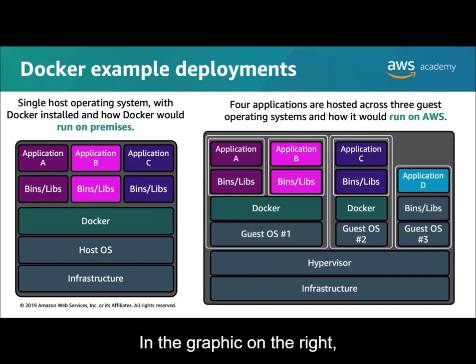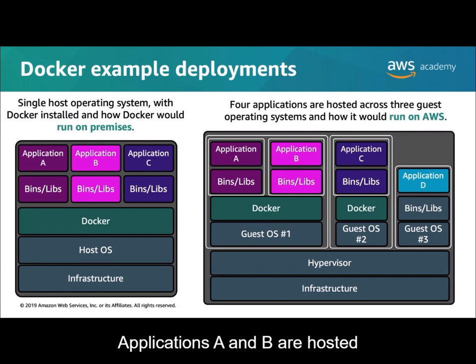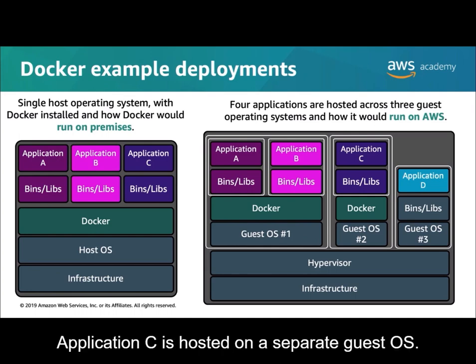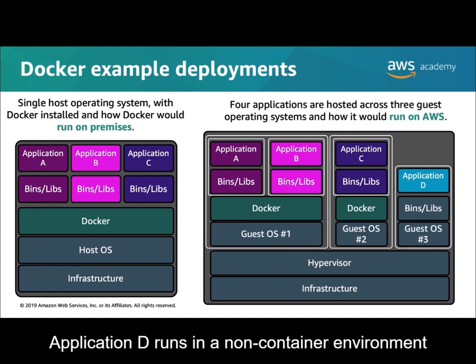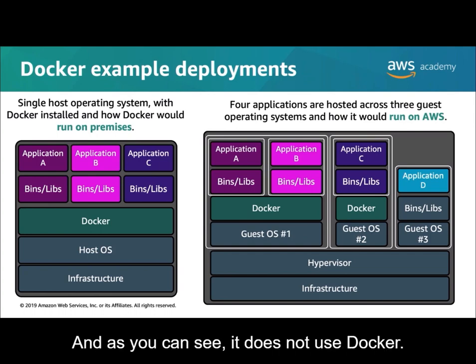In the graphic on the right, 4 applications are hosted across 3 guest operating systems. Each guest OS could be an EC2 instance, for example. Applications A and B are hosted on a single guest OS. Application C is hosted on a separate guest OS. Application D runs in a non-container environment on a virtual machine. And as you can see, it does not use Docker.